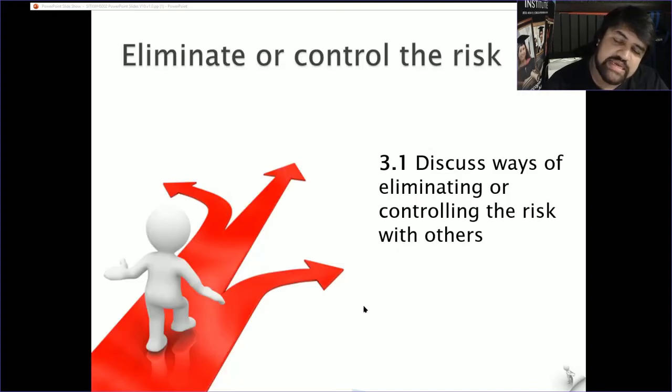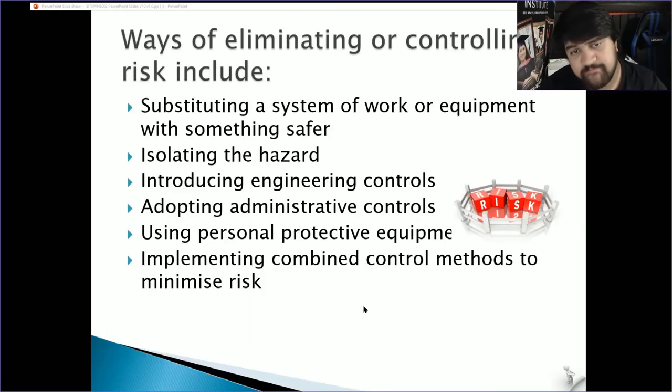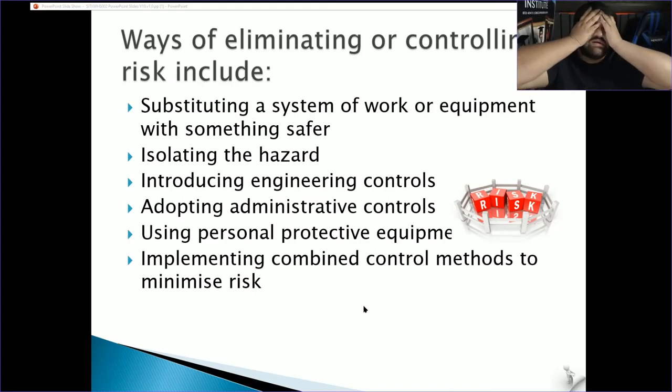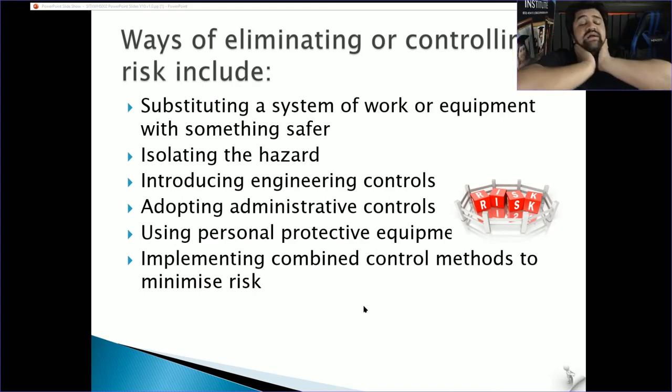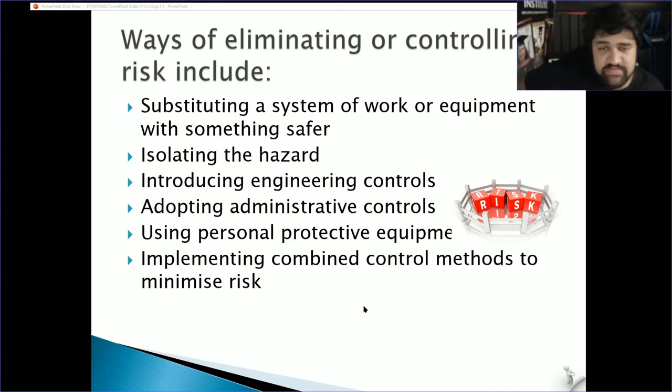Okay, 3.1, discuss ways of eliminating or controlling the risk with others. So substituting a system of work or equipment with something safer. Think about, even if it makes it a bit longer, can the work be done a bit safer? Okay, isolating the hazard, maybe quarantining the area so it's not so exposed and people aren't allowed to touch that equipment or get into that space.